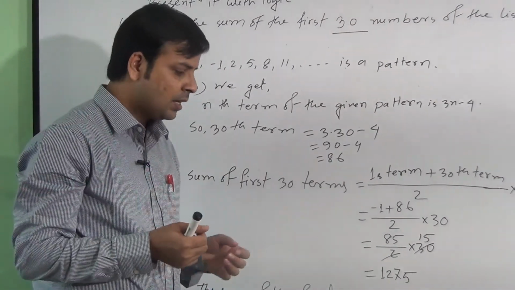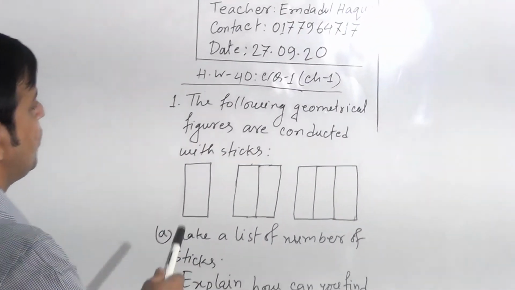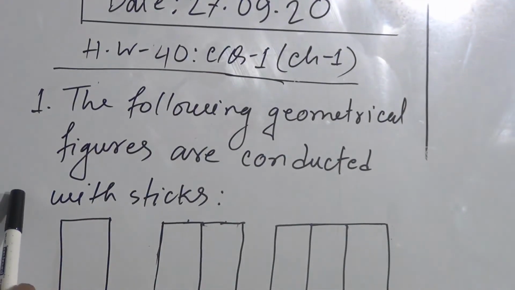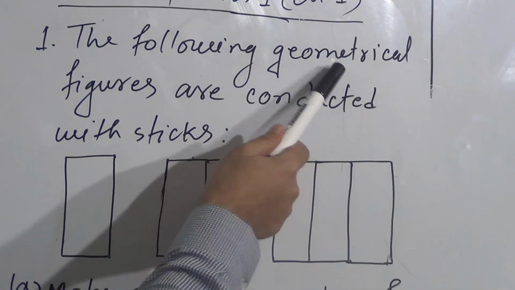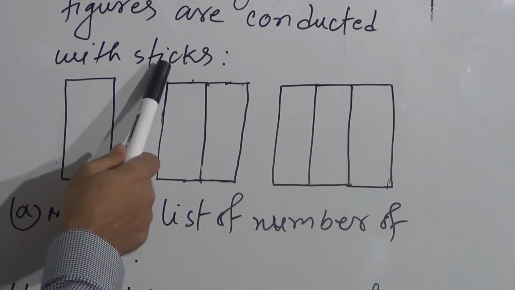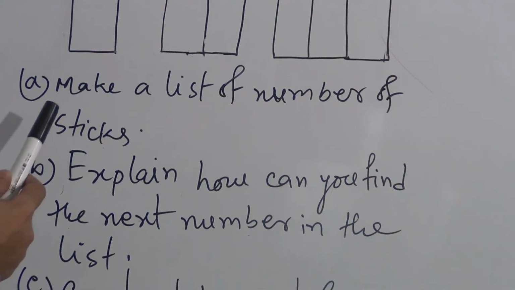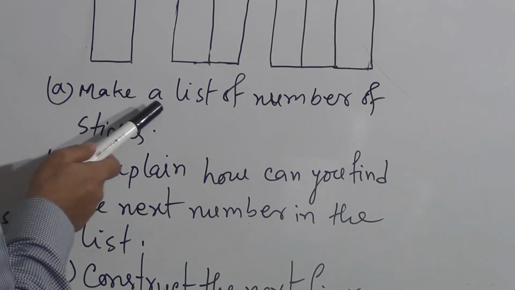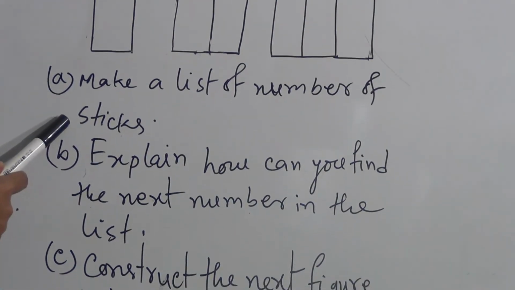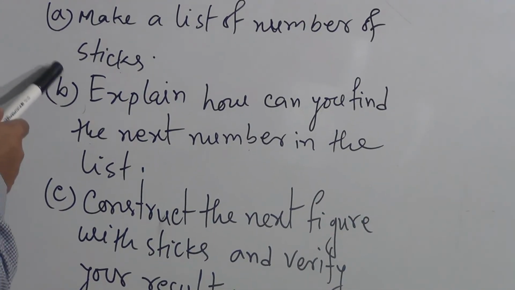Okay, dear students, let us see your homework. Dear students, creative question 1 of chapter 1. This is your question. The following geometrical figures are constructed with sticks. These figures are drawn with sticks. Now make a list of the number of sticks. From this figure we have to make the list of numbers. This is question A.